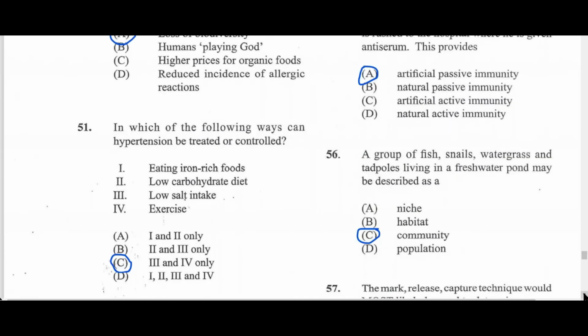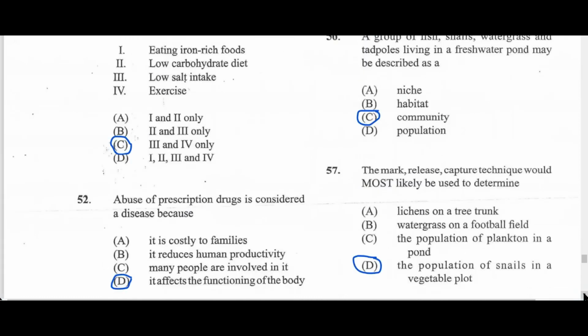56. A group of fish, snail, watergrass, and tadpole lives in a freshwater pond, may be described as a community, because it's a group of different species living together, and of course it adds up to a community.